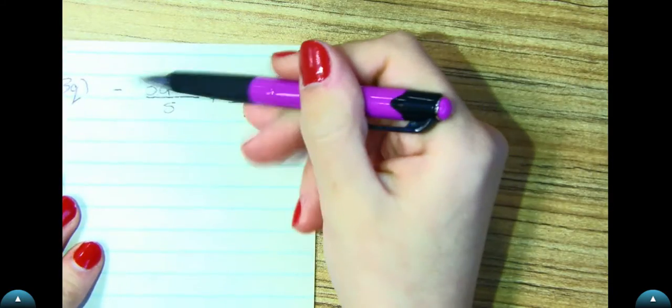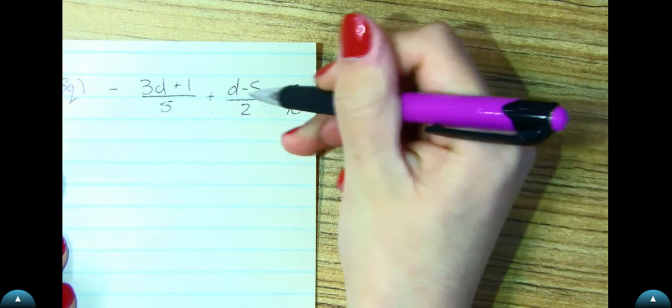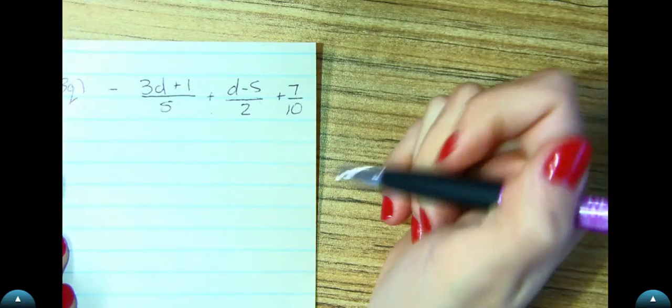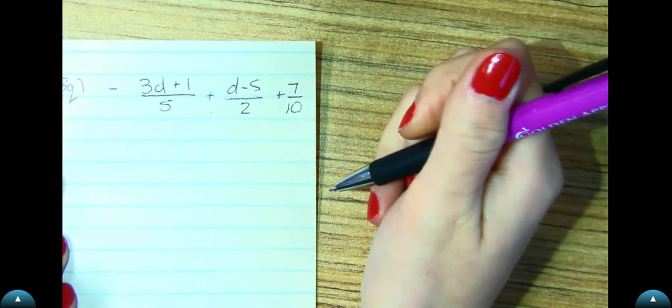In 3q, I have a minus 3d plus 1 over 5 plus d minus 5 over 2 plus 7 over 10. A common denominator between all 3 of these is 10. For that first piece, 5 times 2 makes 10, so everything in my numerator is going to get multiplied by 2.